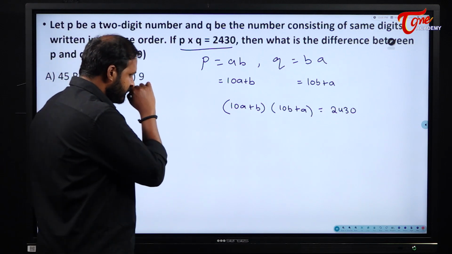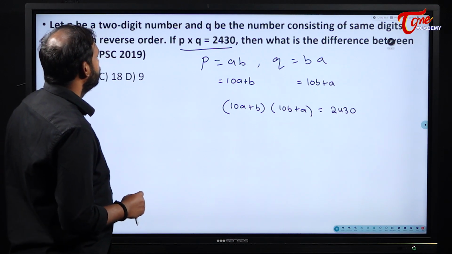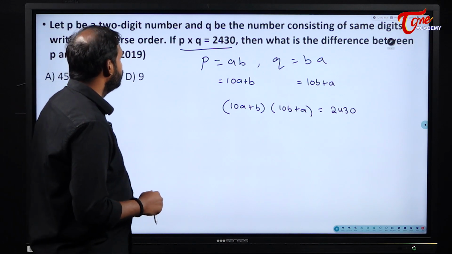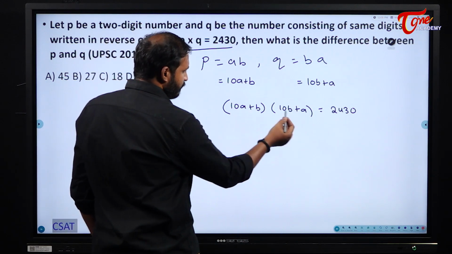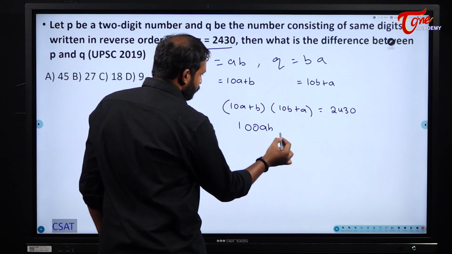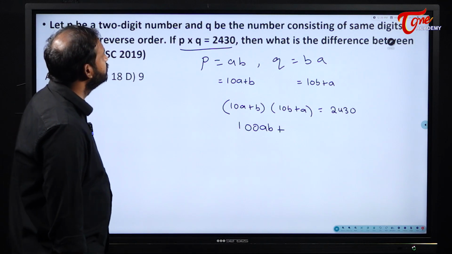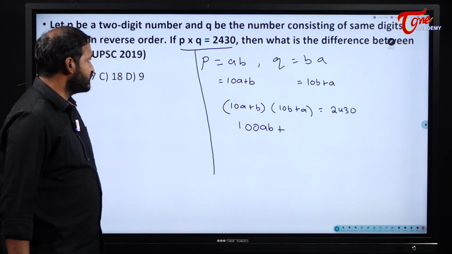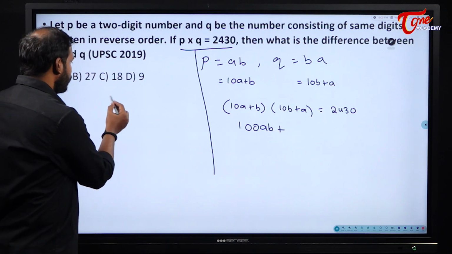Now let us multiply these things, what will we get here? Then what is the difference between P and Q? They are asking us the difference between P and Q. Okay, we will try to solve it. When I multiply it, what am I getting here? 100AB. With this logic, we are not going to get the answer, right? No chance for us, we will not get the answer. Then what do we need to do? We will try to observe this one.